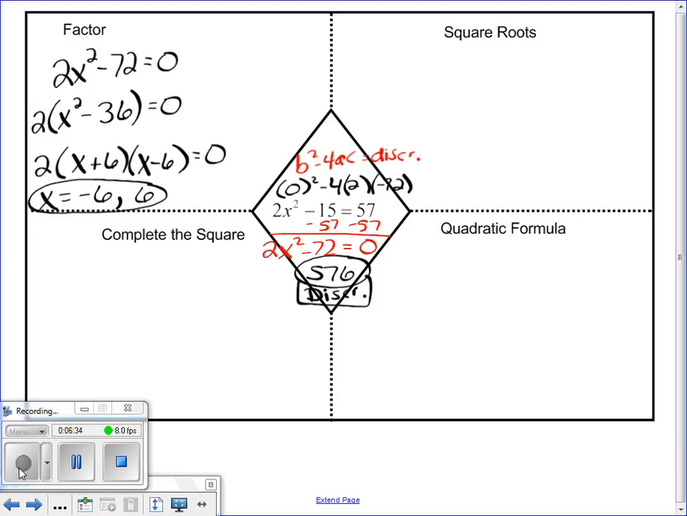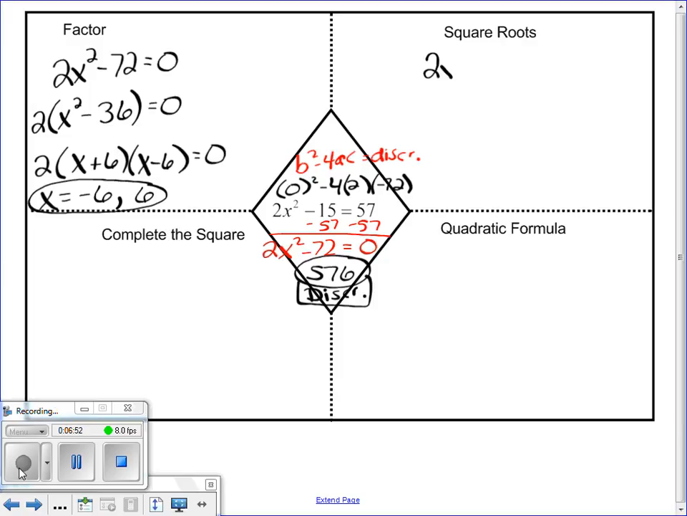All right. How about square root method? Can I use the square root method on this problem? The fact that it's a perfect square has nothing to do with the square root method. What has to be missing? The b. Is it missing the b? Yes, that means I can use this method.